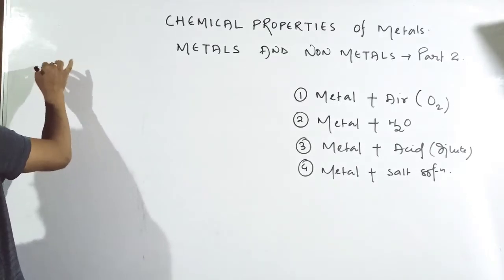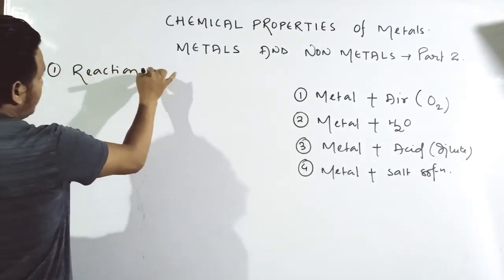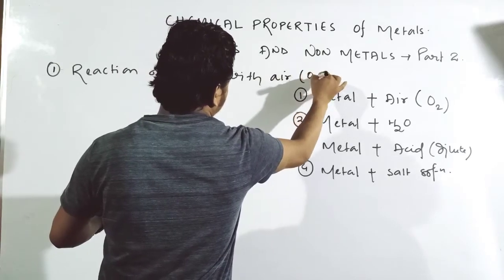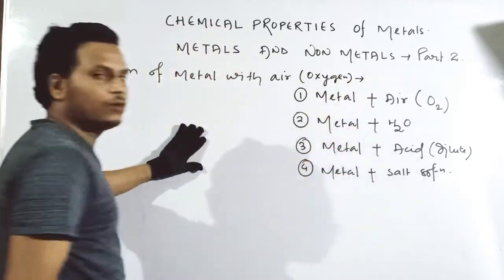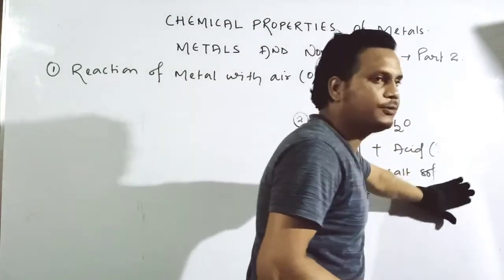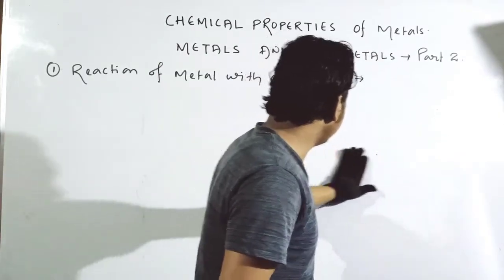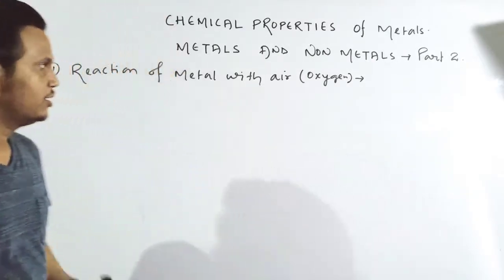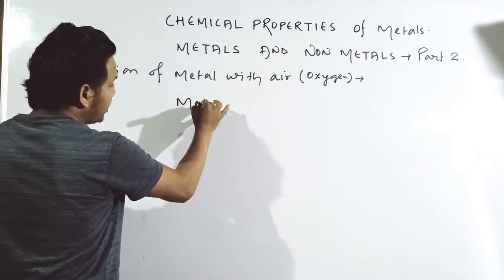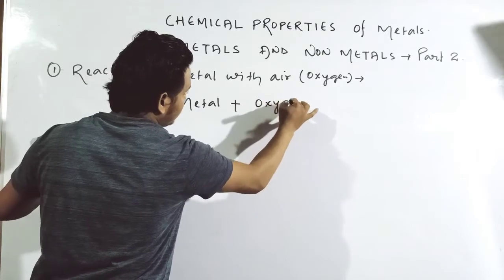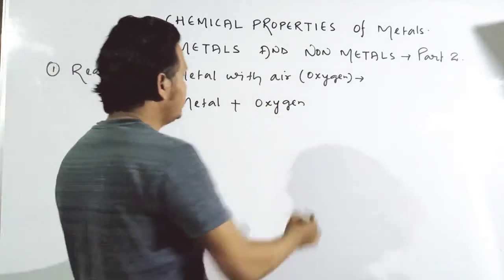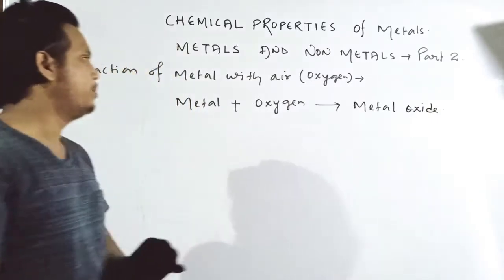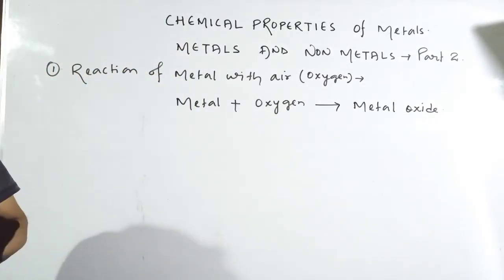So the first chemical property is reaction of metal with air. Air, basically we will take oxygen, because oxygen is highly reactive. So generally oxygen reacts with almost all elements and forms metal oxide. The general reaction is, if you react metal with oxygen, it will give us metal oxide.